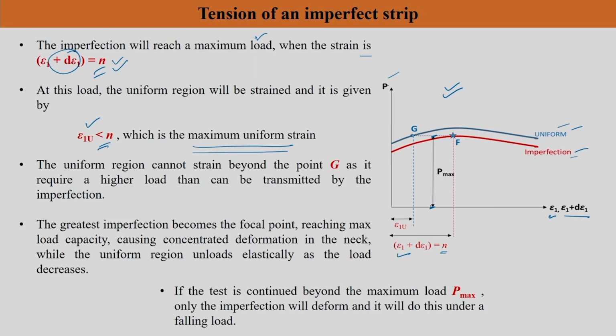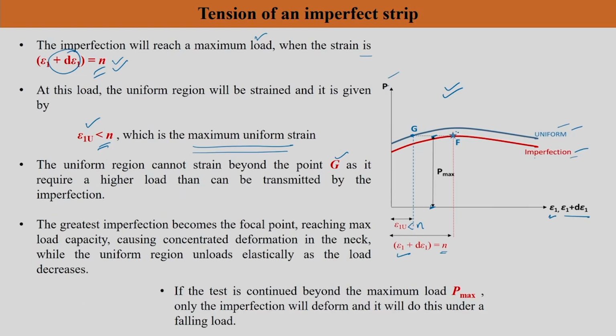It will reach a point G, and G is quantified by epsilon 1 u, which will be less than n. This is the maximum uniform strain you can have in the entire sample. Now what will happen is this uniform region cannot strain beyond G. If at all it has to happen, it will happen only if you give a larger load in the imperfect region, more than F.